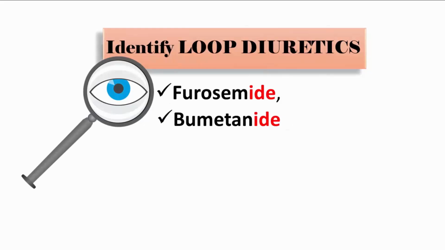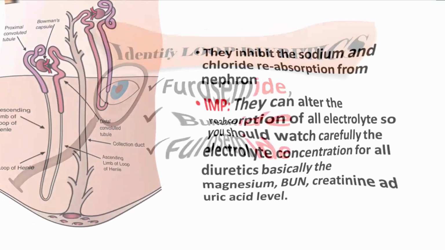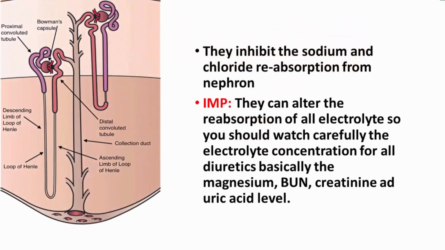So first let's start with loop diuretics. You can identify loop diuretics with the ending IDE. These are called loop diuretics because these work on the loop of Henle in the nephron.